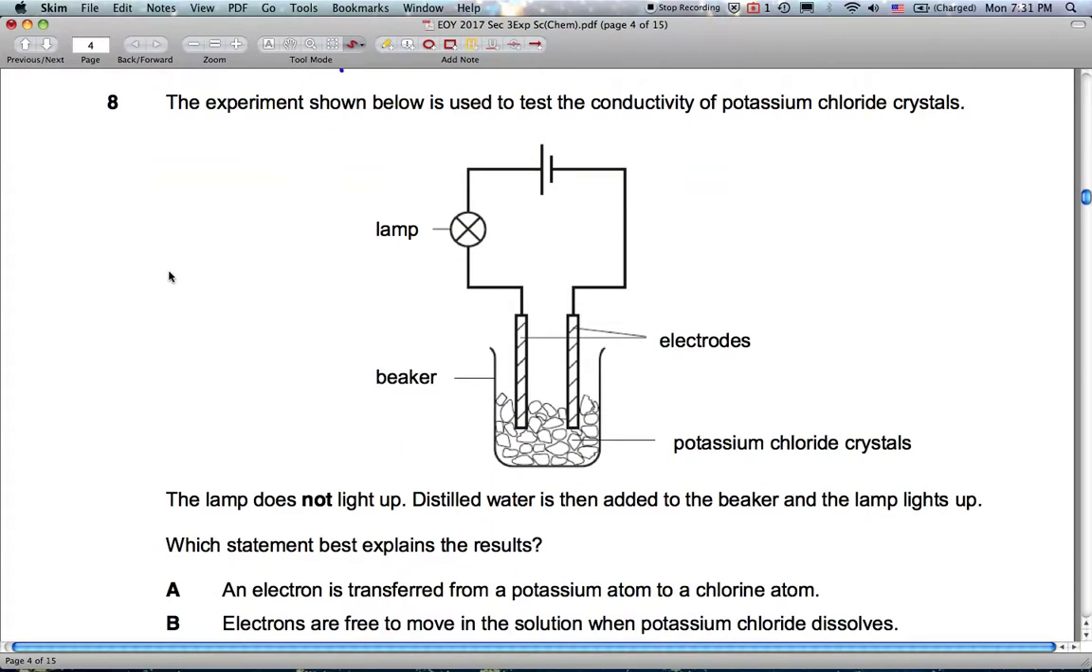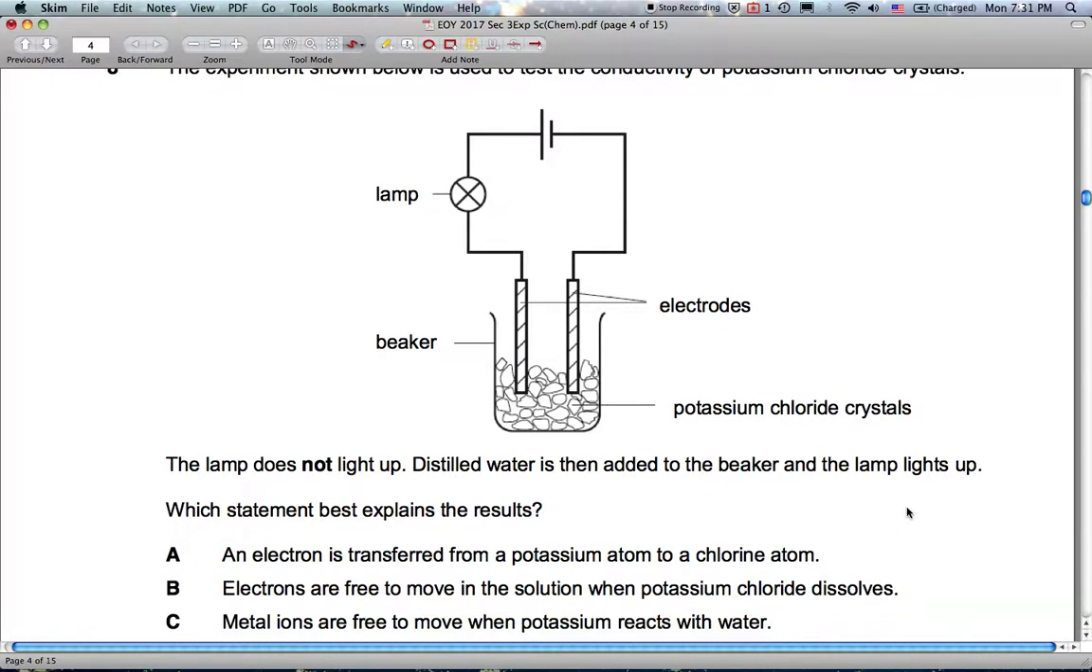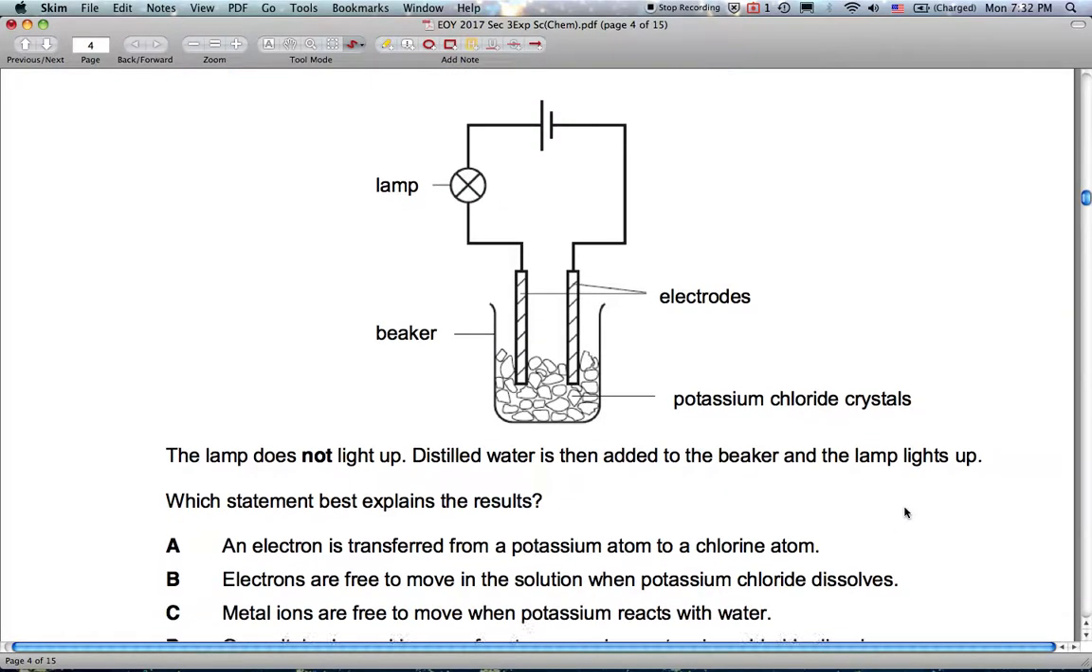Question number 8. The experiment shown below is used to test the conductivity of potassium chloride crystals. Okay, so in this case, we have a circuit and a lamp with the electrodes inside the potassium chloride crystals, which is in a solid state. And we're told that the lamp does not light up. But when distilled water is added to the beaker, the lamp lights up. So which statement best explains the results?